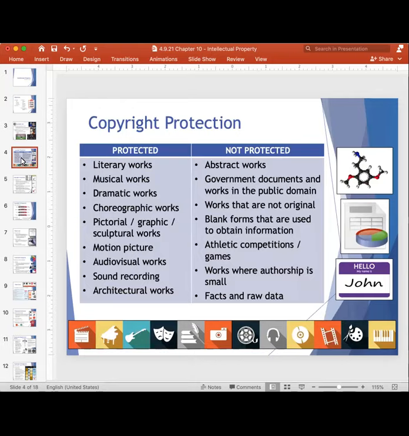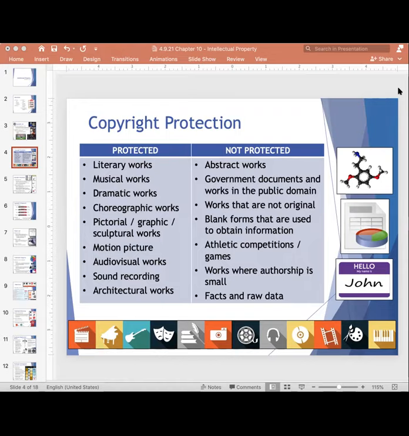Let's dive in a little bit more to what does and does not receive copyright protection. As you can see on this slide, there are 8 categories of copyright protection, which include literary works, musical works, dramatic works, choreographed works, photographs, graphics, sculptures, motion pictures, any sound recording, architectural works. So there are a number of categories that demonstrate works that are original and in a tangible form that can be reproduced and therefore should receive copyright protection.